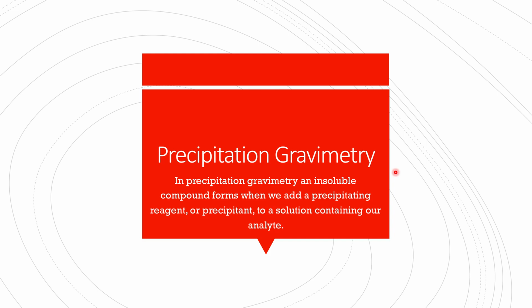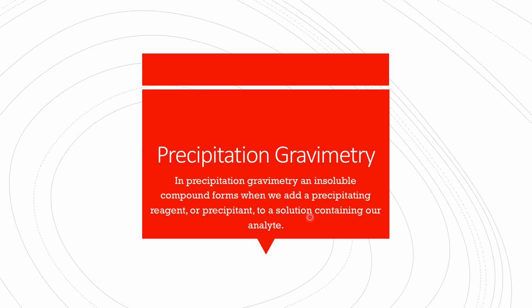So let us try to define what we mean by precipitation gravimetry. In precipitation gravimetry, an insoluble compound forms when we add a precipitating reagent, or precipitant, to a solution containing our analyte. While discussing the definition of precipitation gravimetry in the previous slide, I told you that what we are measuring is the precipitate of the analyte. So how does the precipitate form? By addition of a certain precipitating reagent, which is also called a precipitant.